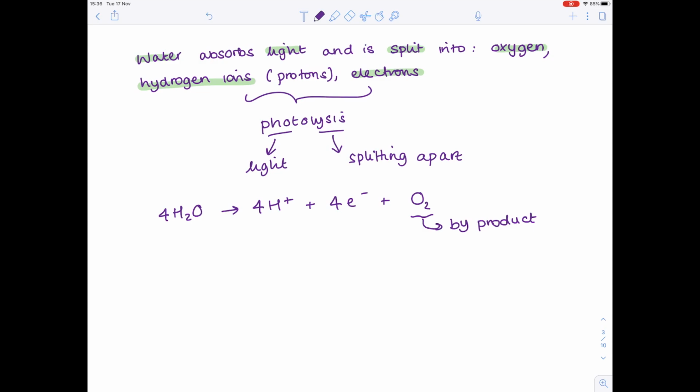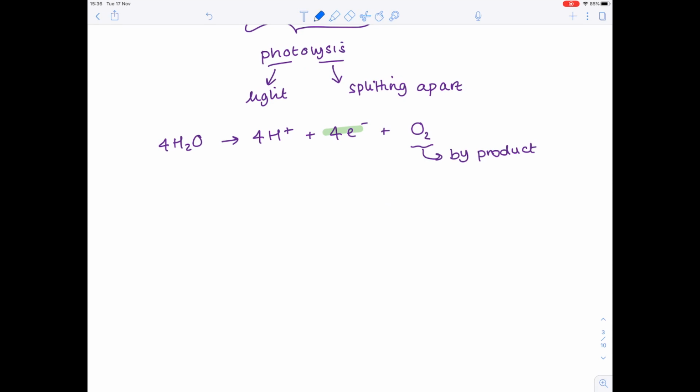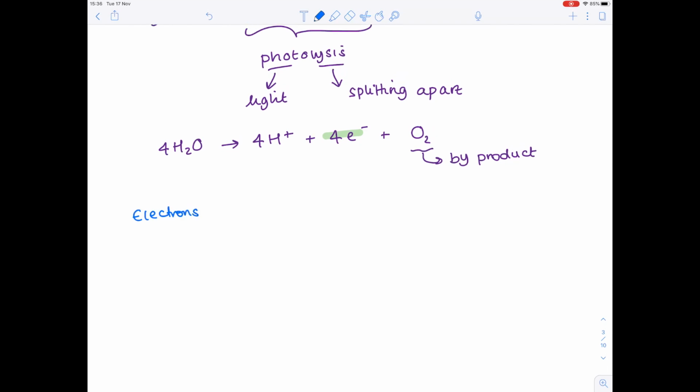Now we're going to get slightly more complex by looking at the products of photolysis, and first of all we're going to look at these electrons over here. Now the electrons released by the photolysis of water enter photosystem 2, which is present in the thylakoid membrane, and we're going to write that here. Electrons enter photosystem 2, which is in the thylakoid membrane.